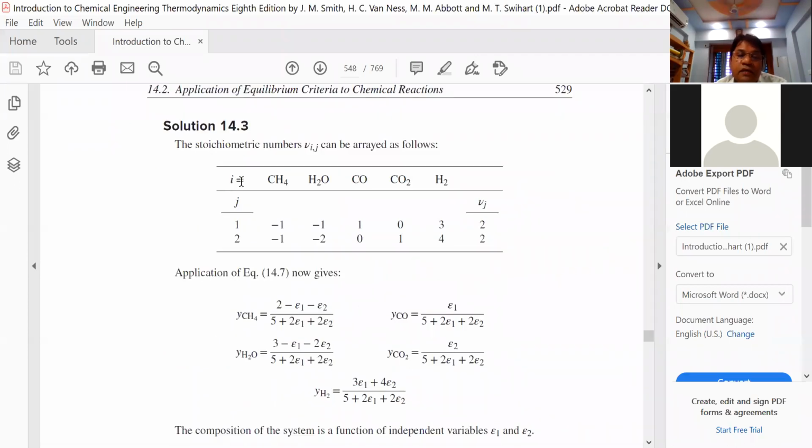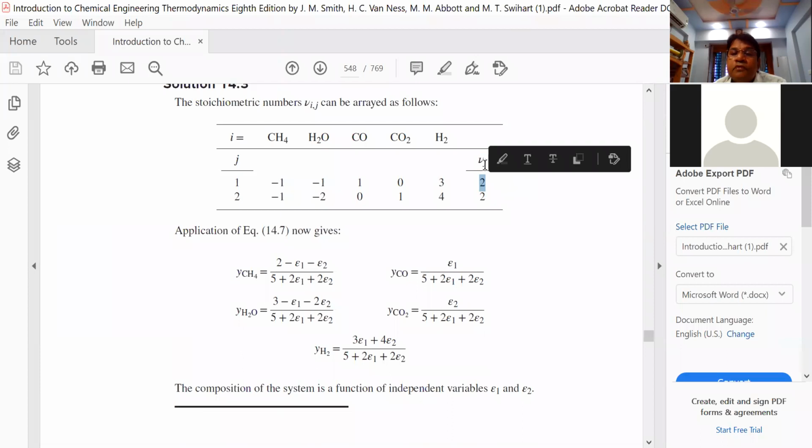So you are writing in the row all the species, J in the column, and in the column all the stoichiometric coefficients, and you can add the summation. That is, nu J means summation of individual nu J, that is 3 plus 1 minus 1 minus 1. So 3 plus 1 is 4, minus 2 is 2. So here also it is 2. So this is the total stoichiometric number with respect to the Jth reaction.